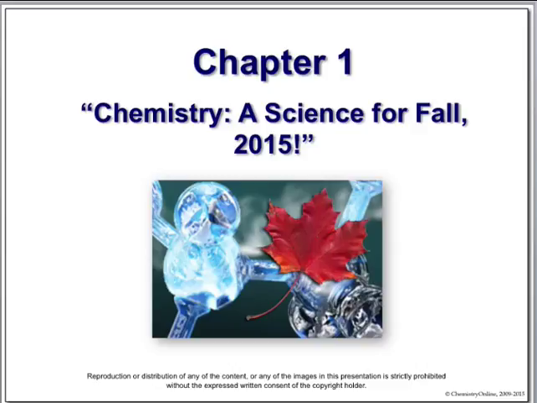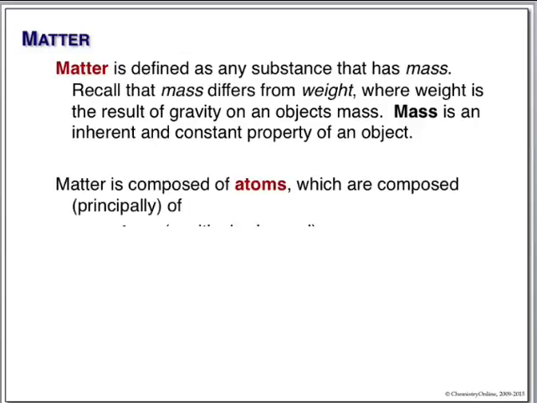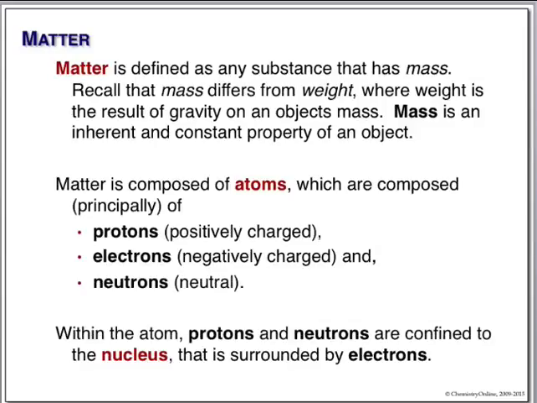All right, well, let's go ahead and get started with chapter 1. We're going to be talking about matter. Matter is defined as any substance that has mass. Mass, of course, is different than weight. Weight is mass as a result of gravity. Matter is basically composed of atoms. And we're going to talk a bit about atoms today. Atoms, elements, and whatever.